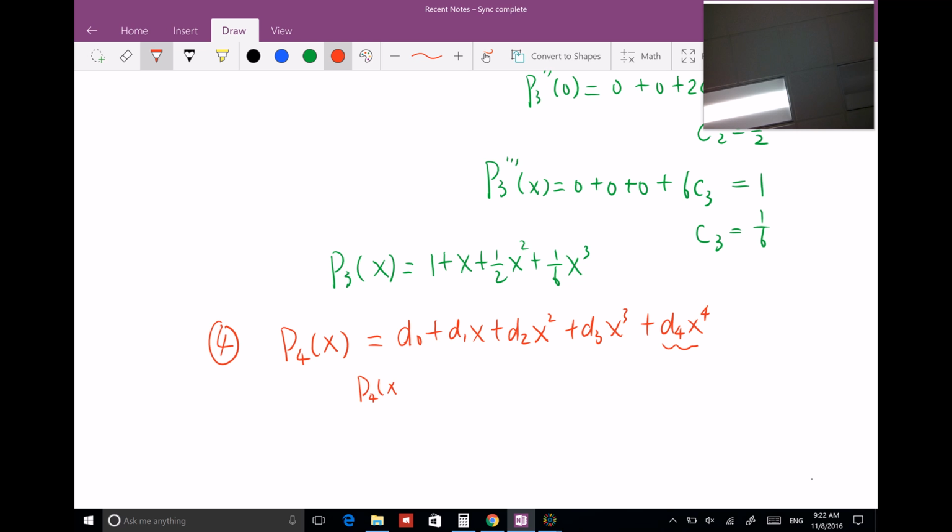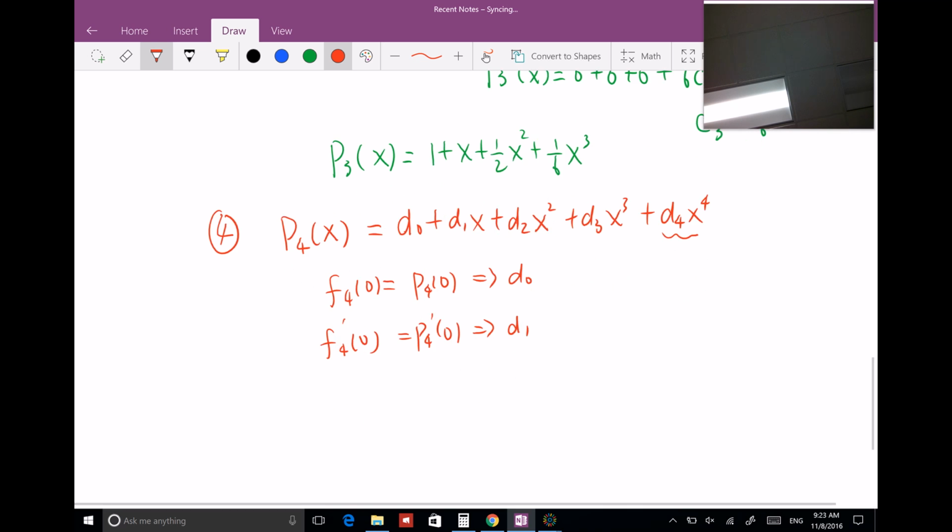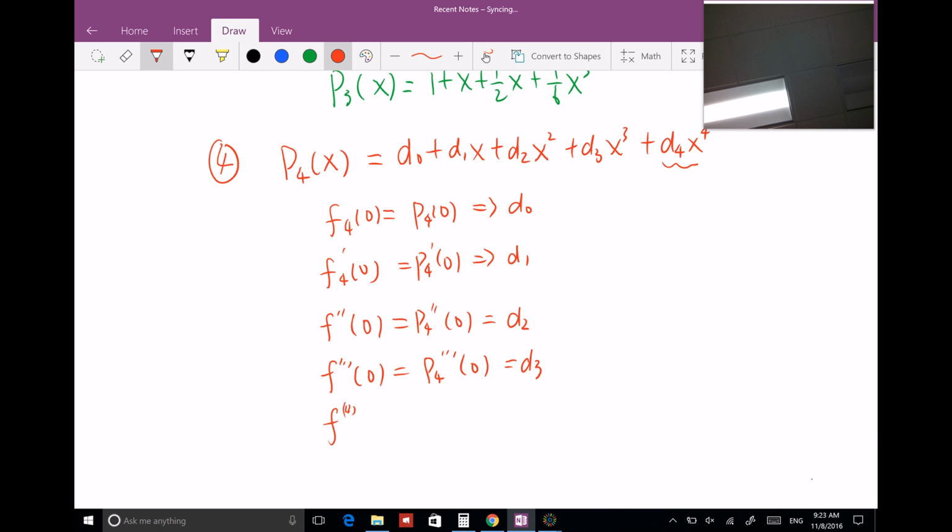So basically I have P4(x) equals, okay, f at 0, right? So f(0) equals P4(0). You can solve for D0. And f prime of 0 equals P4 prime of 0. You can solve for D1. Second derivative of f at 0 equals P4 second derivative, which gives D2. Third derivative equals P4 third derivative, which gives D3. And the fourth derivative at 0 equals the P4 fourth derivative at 0, which equals D4. You can find D4.